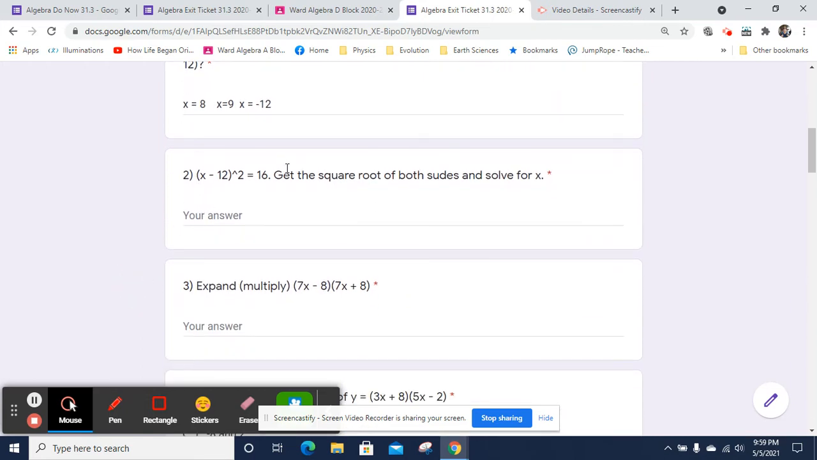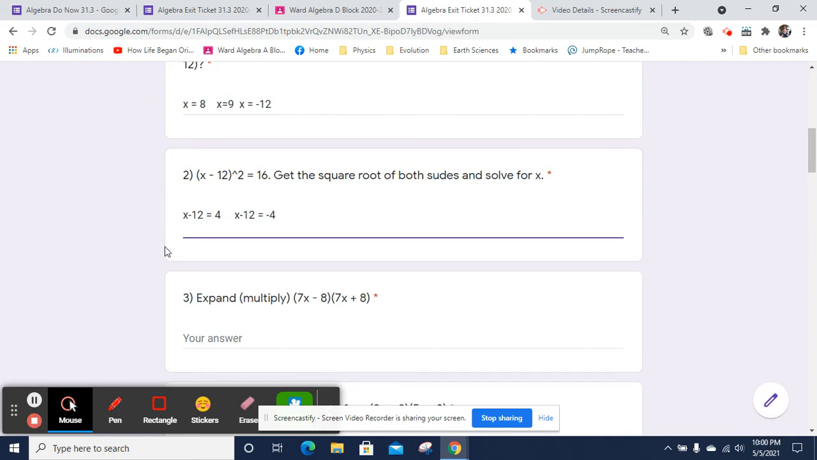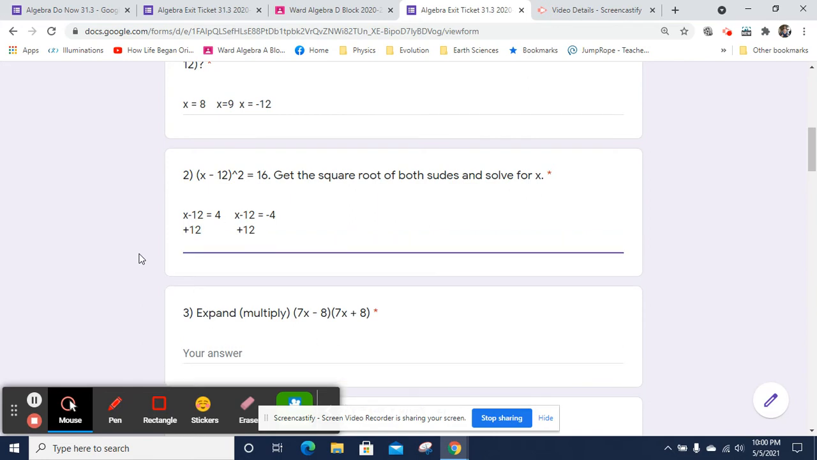Now let's take the square root of both sides of this and solve for x. x minus 12 squared equals 16. The square root of x minus 12 squared is x minus 12, and the square root of 16 is 4, and it's also negative 4. So we want to solve both of those. Add 12, and x will equal 4 plus 12, or 16. Oh, look at that, x equals 16. And x will equal 12 plus negative 4, which will be 8. And that is what you get for x.